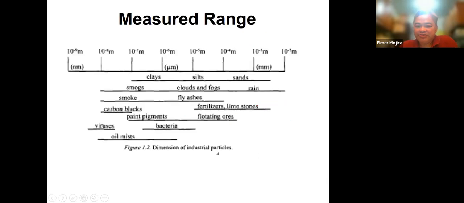And if you look at the measured range, the dimension of the industrial particles, you can look at this one. From 10 to the negative 2, from millimeter to nanometer. And these are the different samples that you have there. The virus that is our problem is almost in the nanometer range.